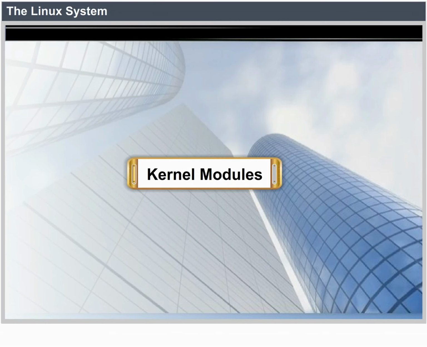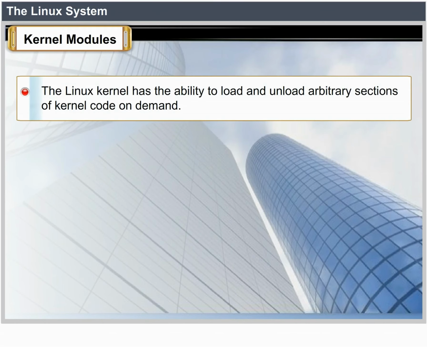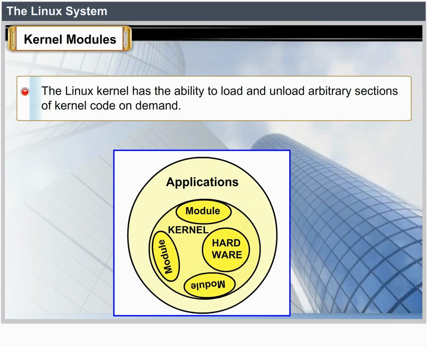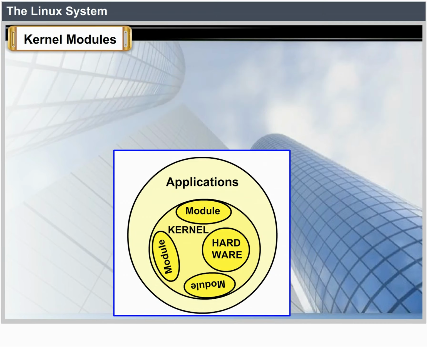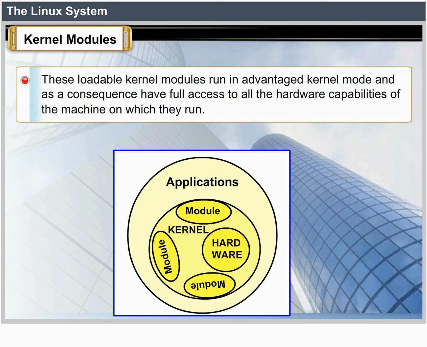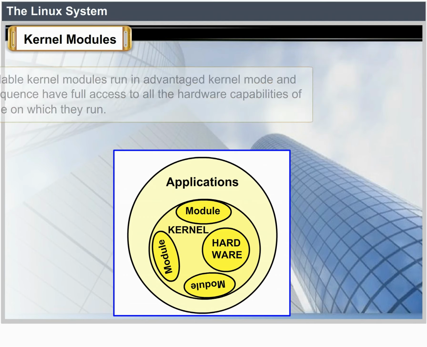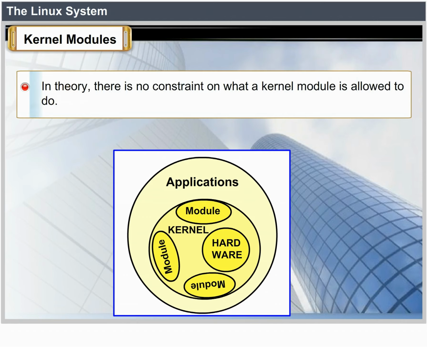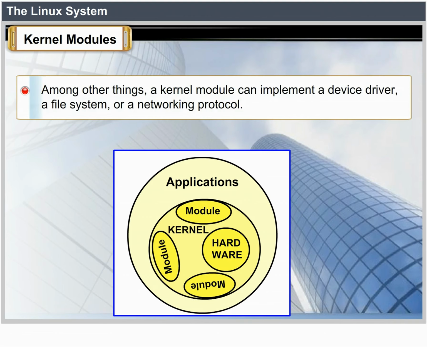Kernel modules. The Linux kernel has the ability to load and unload arbitrary sections of kernel code on demand. These loadable kernel modules run in privileged kernel mode and as a consequence have full access to all the hardware capabilities of the machine on which they run. In theory, there is no restriction on what a kernel module is allowed to do. Among other things, a kernel module can implement a device driver, a file system, or a networking protocol.